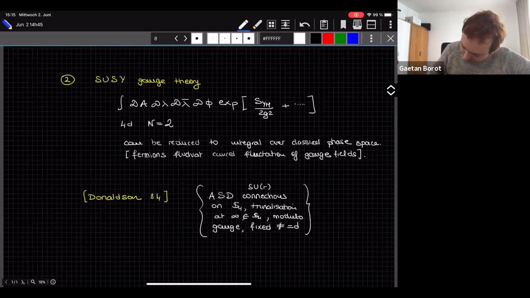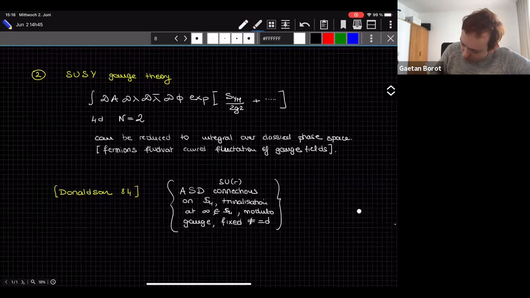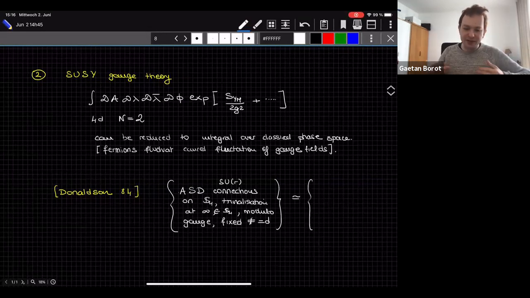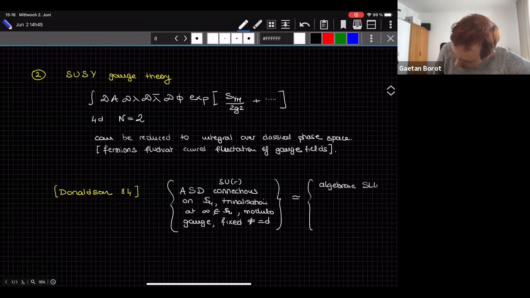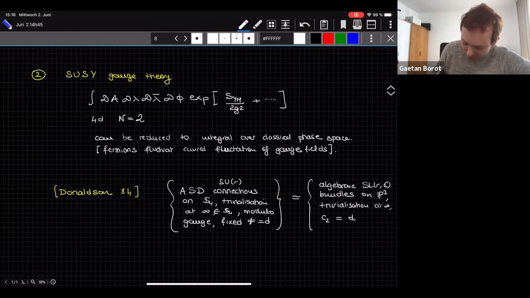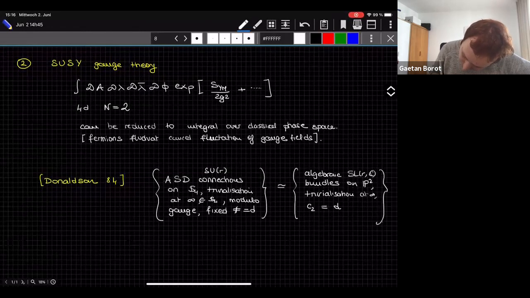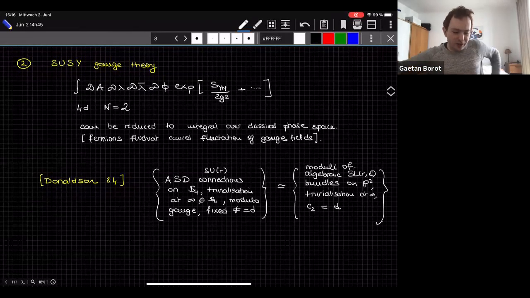So this space is homeomorphic to a space which involves algebraic geometry, which is easier to tackle: algebraic SL(R) C bundles. Essentially, you complexify everything. On P2, there's also a trivialization on the line at infinity, and the second Chern number for this bundle, which is D. And this was later generalized for other gauge groups.